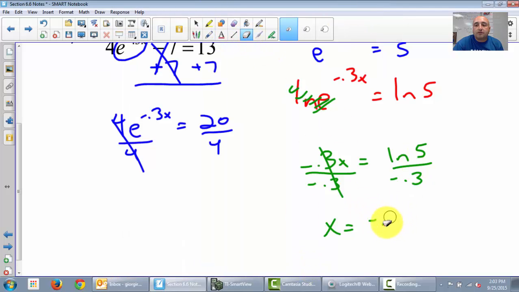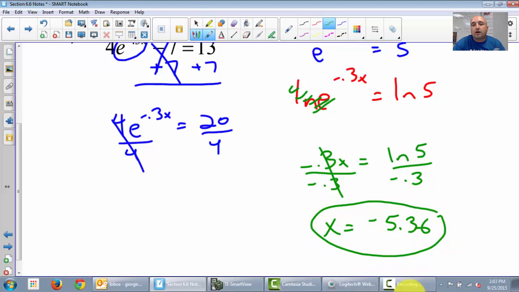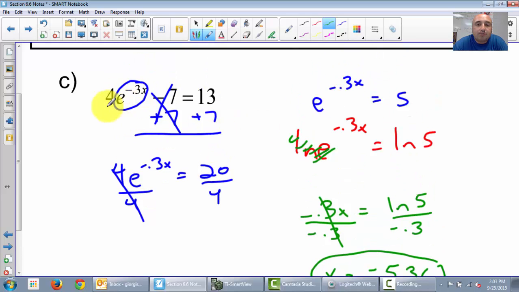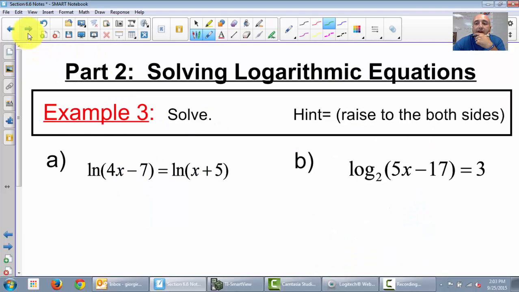So we erase this, negative 5.36, and there is our solution. So if the exponent's not by itself, you just have to extract everything that's attached to it and then do the log both sides.